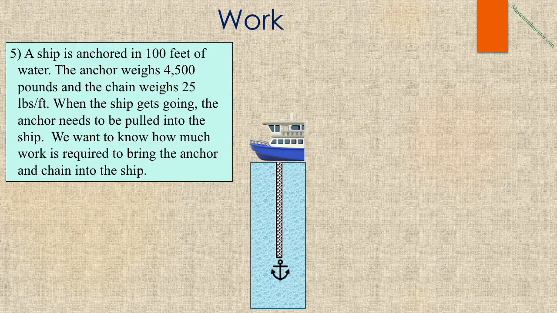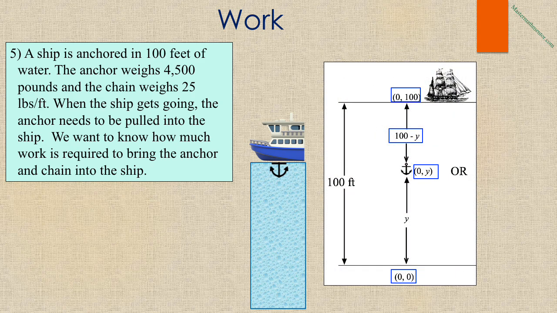Another classic problem in moving an object a little distance at a time is the problem of raising an anchor. We have a ship anchored in 100 feet of water. The anchor weighs 4,500 pounds, and the chain weighs 25 pounds per foot. When the ship gets going, the anchor needs to be pulled into the ship, and we want to know how much work is required to bring the anchor and chain onto the ship.